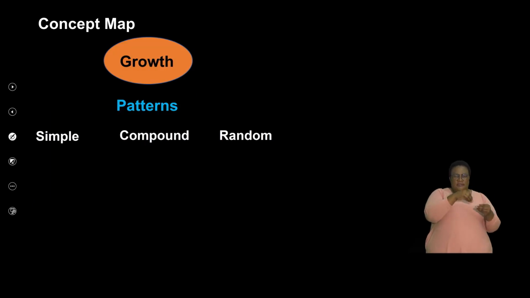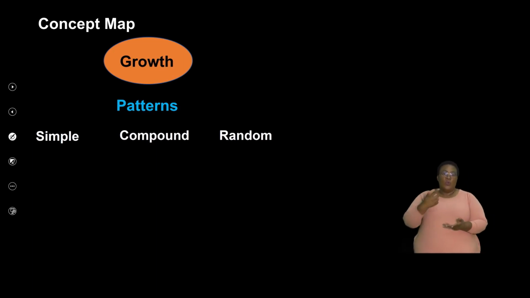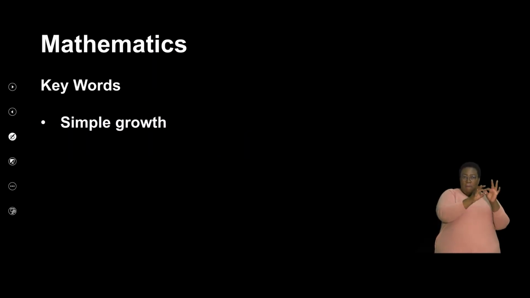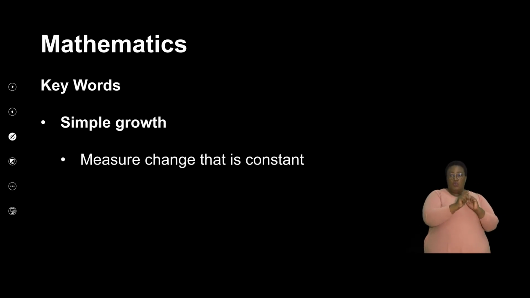Remember that with patterns, we have three types of patterns that we're dealing with under growth: the simple, the compound, and the random. We're going to start by revising what simple growth is about. Keywords of simple growth include that we measure change that is constant.